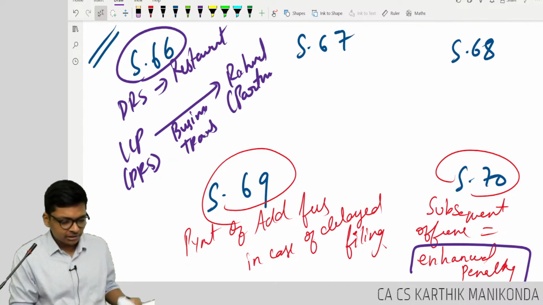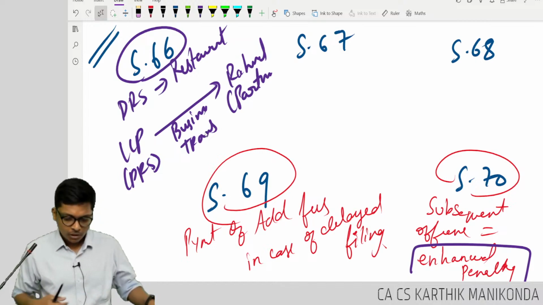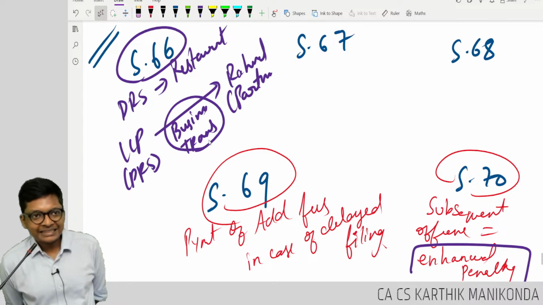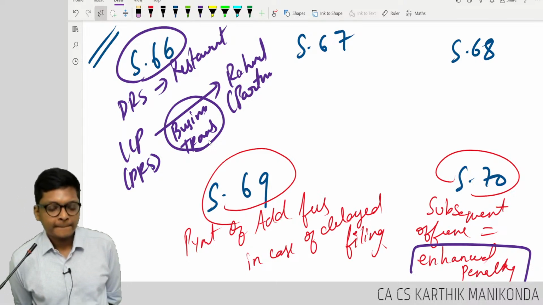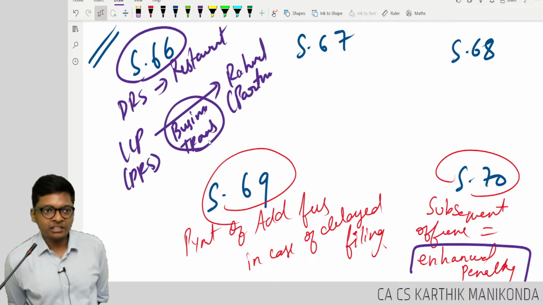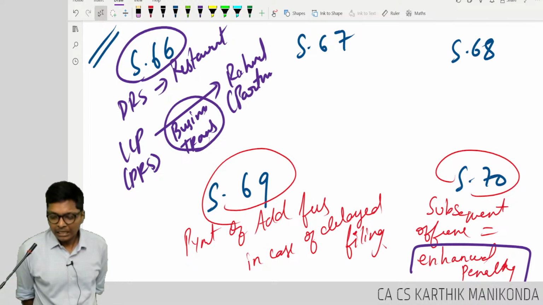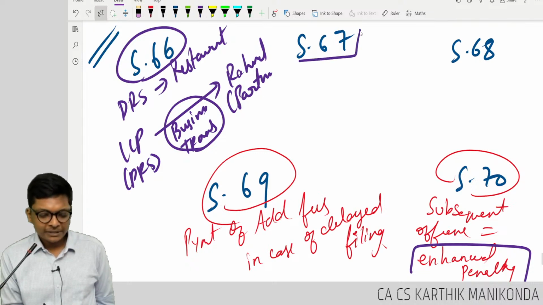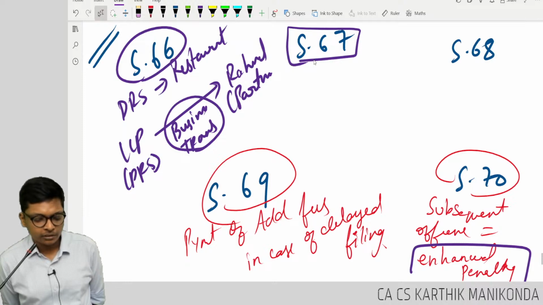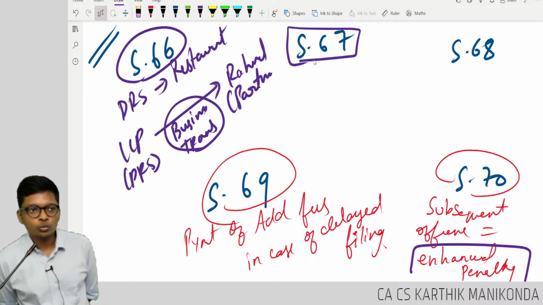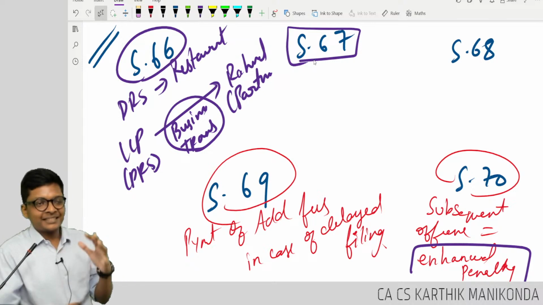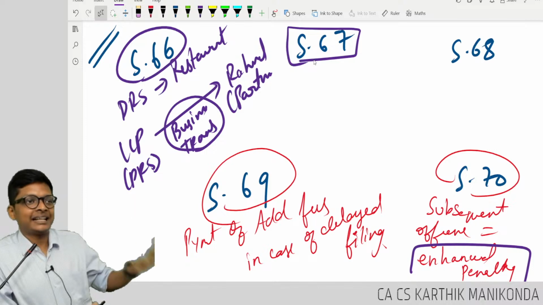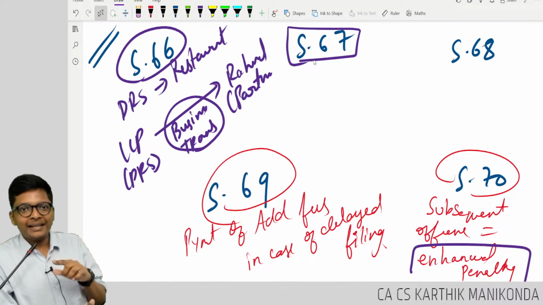Business transactions between LLP and partner, treat just like other normal transactions with other people. Are you following, guys? Next, the last 2. What is 66? Can the LLP have transactions with a partner? Yes. Treat like other transactions. That's it. Small LLP came from where?